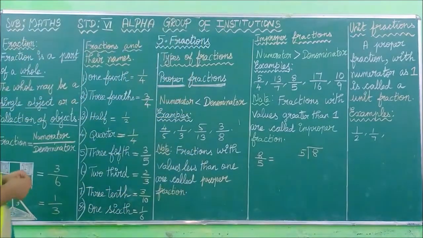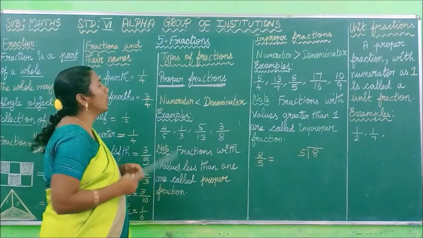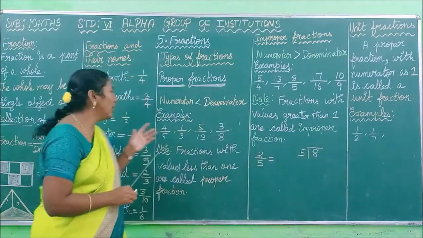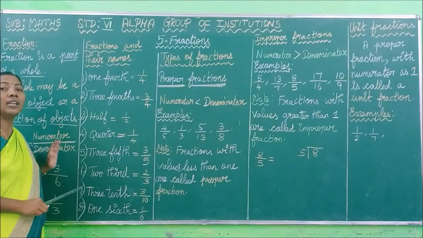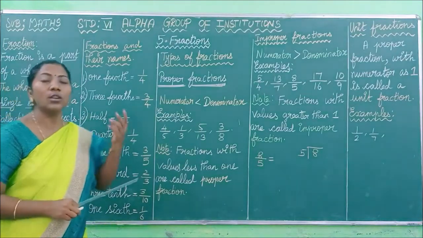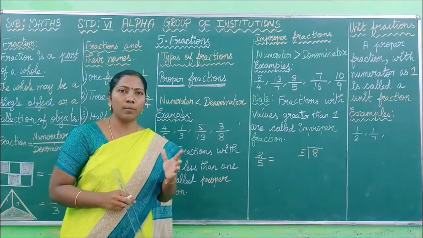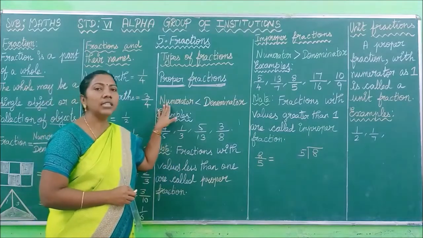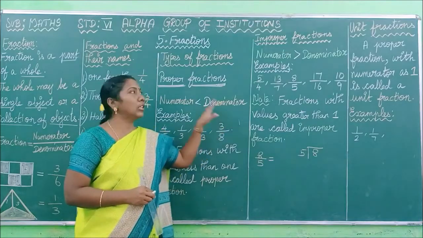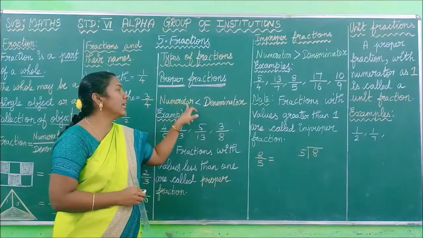Okay. Now we are going to see types of fractions. We have many types of fractions. First we are going to see proper fractions. We already know fraction means numerator and denominator. On the basis of the values of numerator and denominator, we are explaining proper fraction. What is a proper fraction? If the numerator is less than its denominator, then such types of fractions are said to be proper fractions.